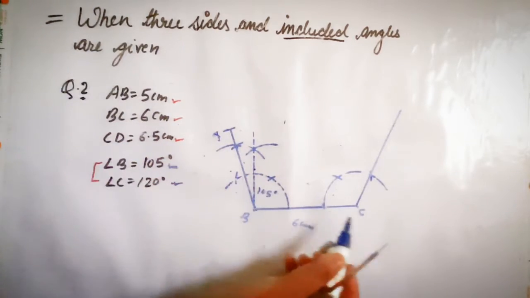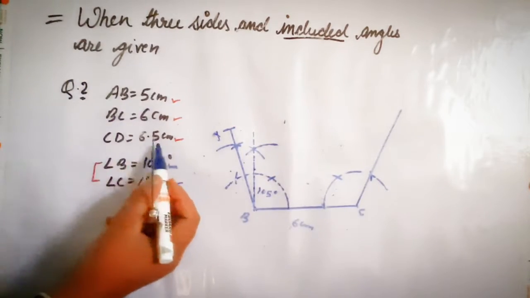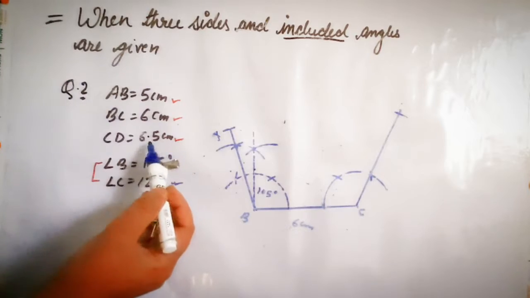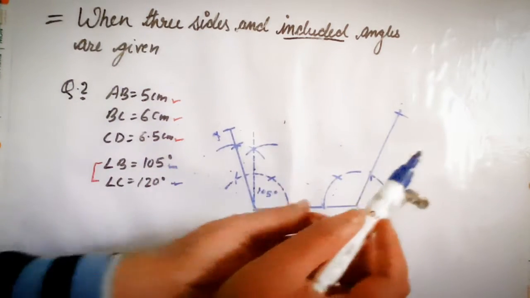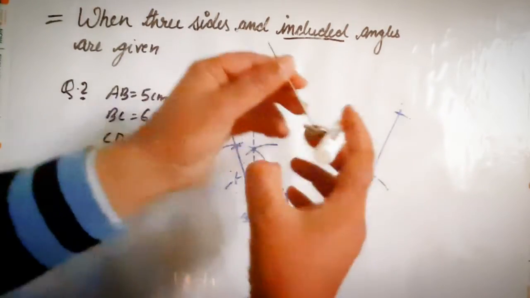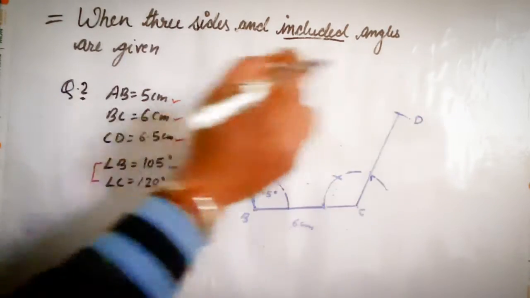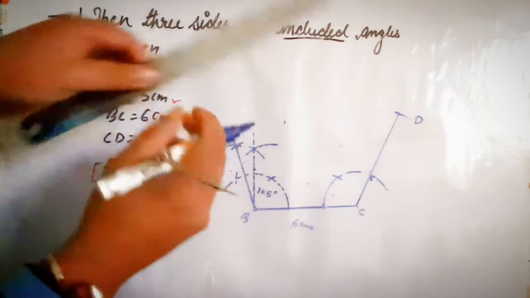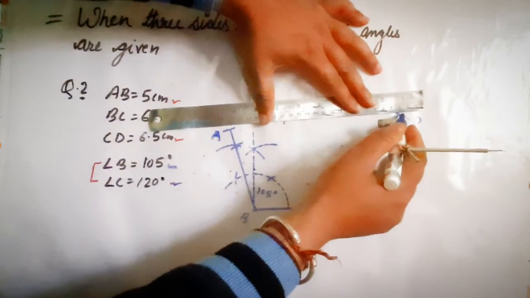Now second is C. So from here we need to draw CD. CD is given as 6.5. So from C we need to draw CD, which is equal to 6.5 cm. Open your compass equal to 6.5. Place it on C and cut point D. So this is your point D. Here also erase the extra part and join A with D, and ABCD is your required quadrilateral.